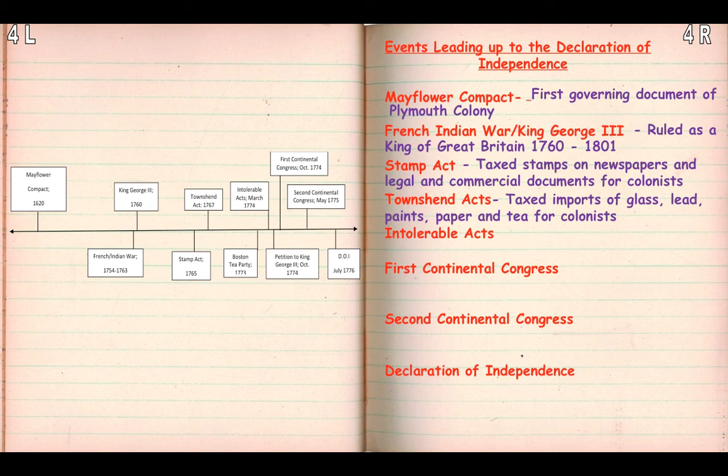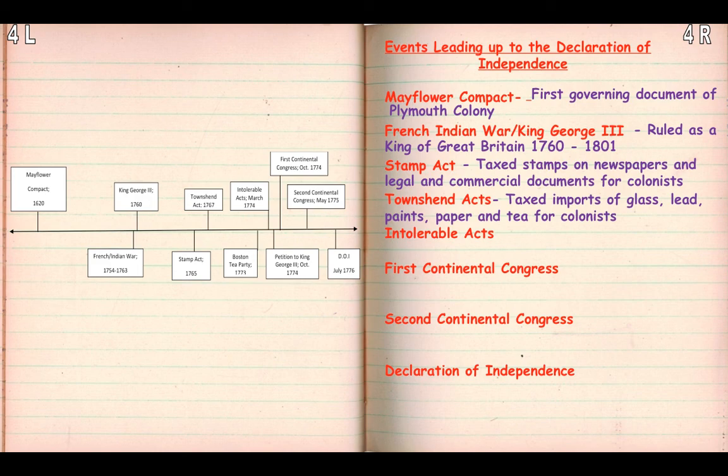After about 6-ish years of this going on, we had had enough. We were being taxed without being represented. We were having to quarter soldiers. People were getting taken overseas for crimes that they didn't commit.